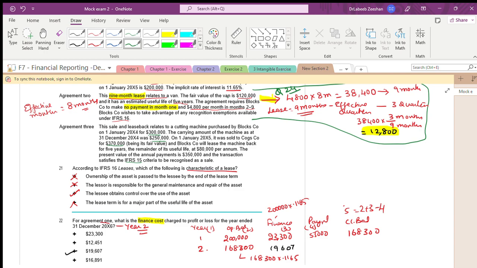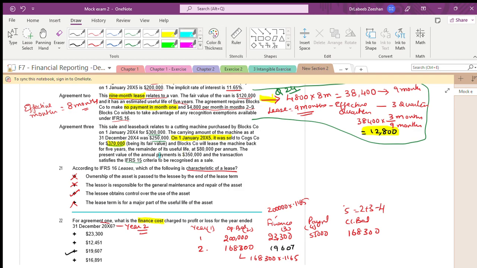What is the profit on sale? The carrying amount, see, when they have sold it, they sold it on 1st January. Is it right? It was sold. How much have they sold it for? They sold it for 370.